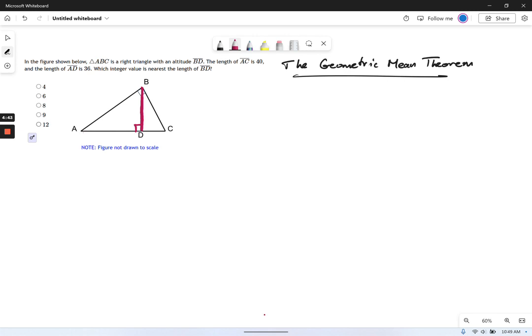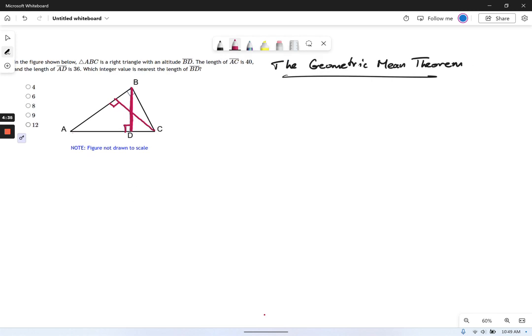You could have another altitude that looks like this, going from C to the line AB and intersecting with it at a right angle. That would also be an altitude, and there's another altitude this way if you want to draw it like that. But the altitude I'm going to focus on is the one that's drawn for us in this picture. Now, when you drop an altitude in a right triangle, it creates similar right triangles.